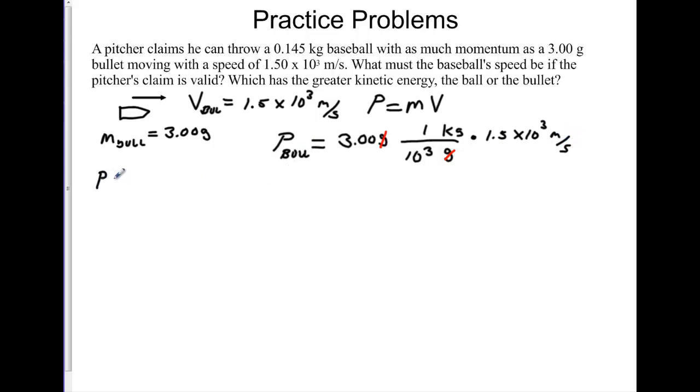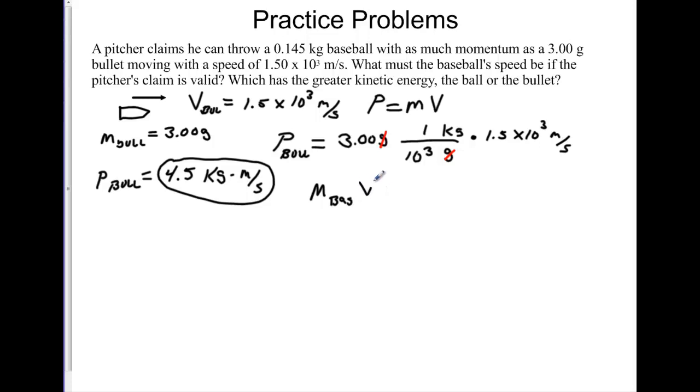Then the momentum of the bullet is going to equal, when we do this, 4.5 kilograms times meters per second, and that's the units for momentum. Alright, so now we've got the momentum of the bullet. Now let's figure out what the velocity of the baseball would be. So we can say the mass of the baseball times its velocity must equal 4.5 kilograms times meters per second.